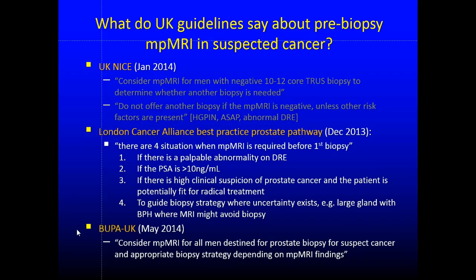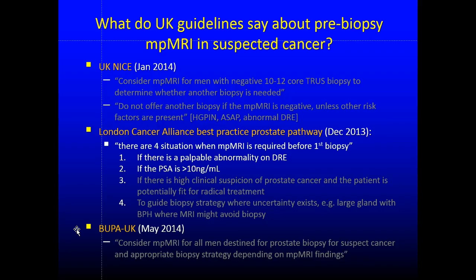Now, the London Cancer Alliance, which has now been disbanded, said that in fact there are 4 situations in which an MRI would be required before a first biopsy. And when are these? Well, if there was a palpable abnormality on a DRE, if the PSA was greater than 10, if there's a high clinical suspicion, and the patient is fit for radical treatment. Now, if you look at these 2 factors, there's a palpable abnormality and the PSA is greater than 10, that is a form of data enrichment.